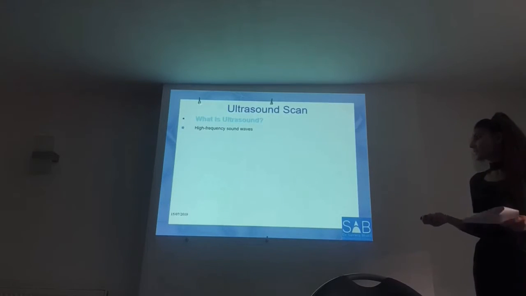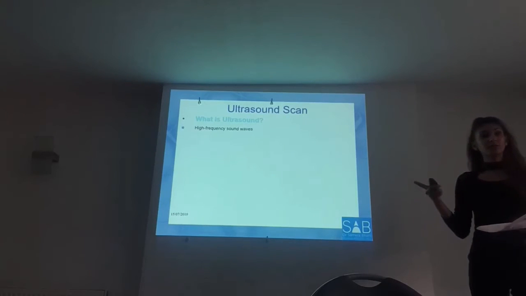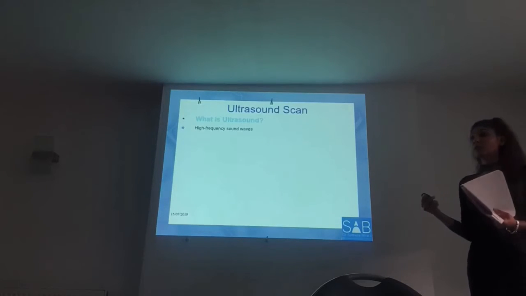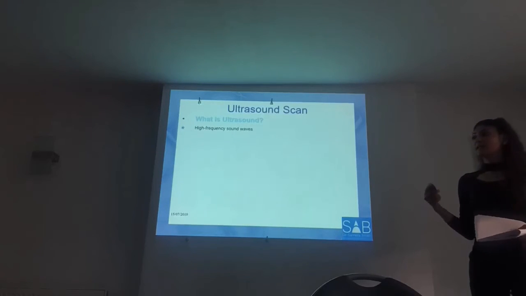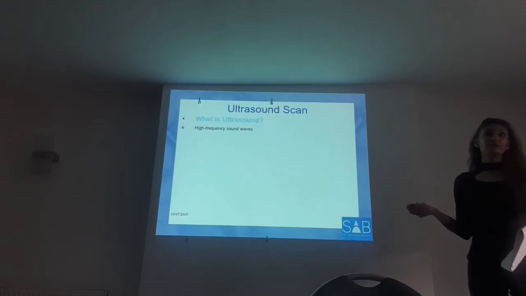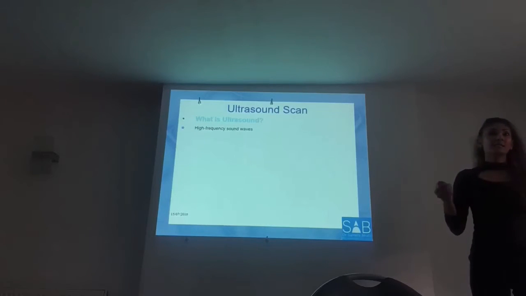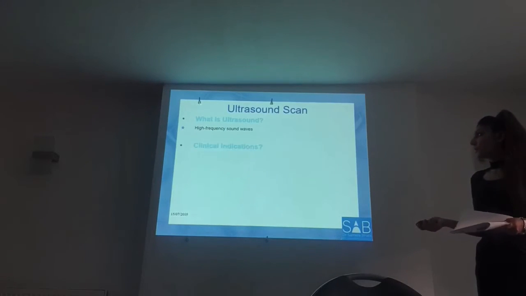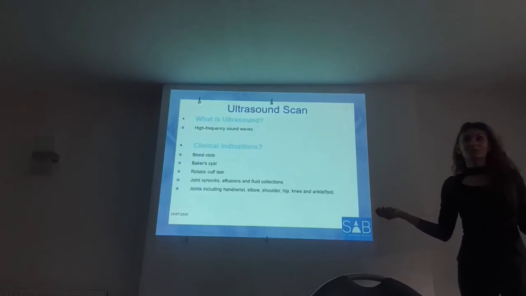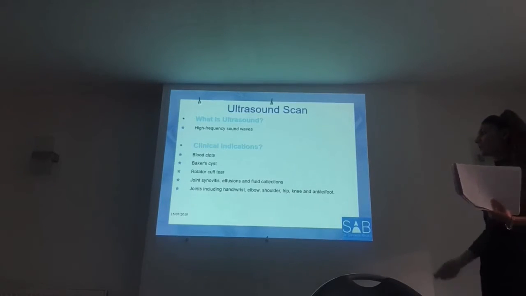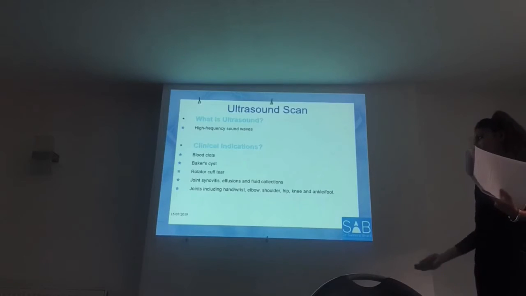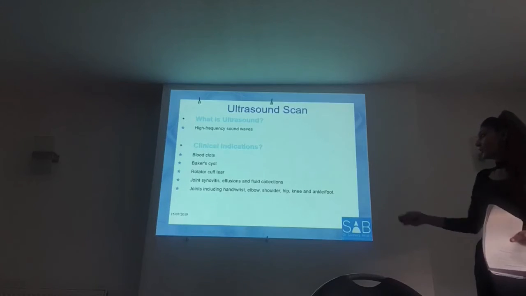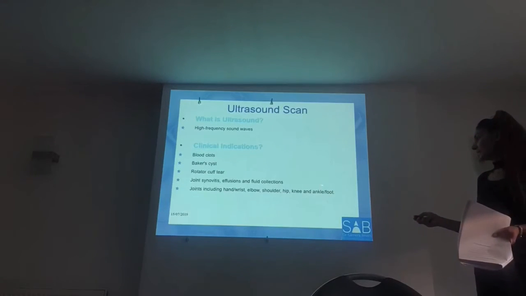But it is actually good for looking at things. It's less expensive than your MRI. MRI is a little bit more detailed, but if there was something that you were looking at MSK wise, then you can refer for ultrasound. So looking at your tendinopathies or tears and things like that, you can actually refer for ultrasound. So I've just answered my own question. But so rotator cuff tears, synovitis, things like that. So it is used for basically everything.